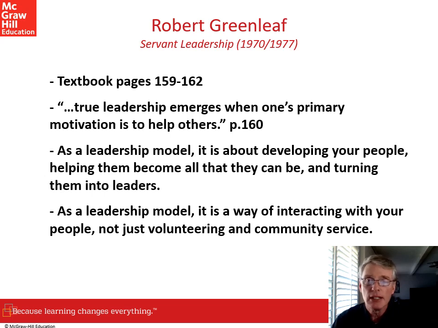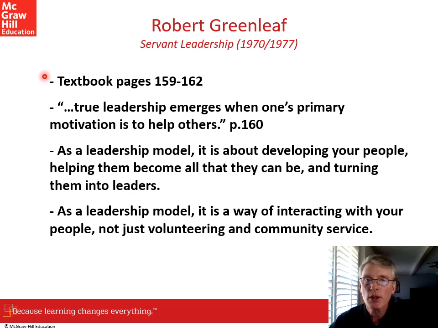So this is Greenleaf. One time I was invited to come and talk to a community group about servant leadership. And when I went there, I kind of thought, okay, I think you want me to come in and talk about the importance of volunteering and community service. But I'm going to come and talk about servant leadership as a management philosophy and working with others.